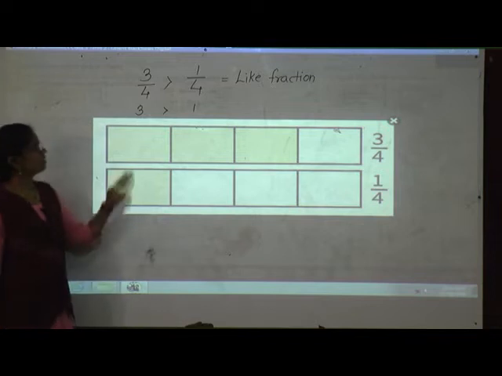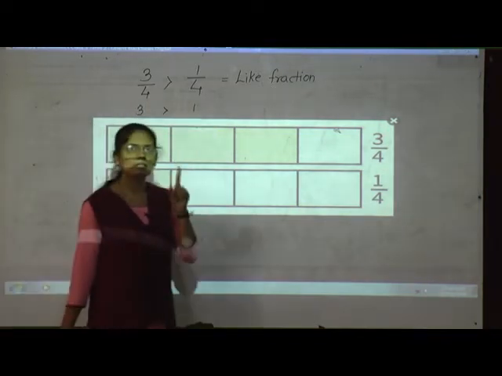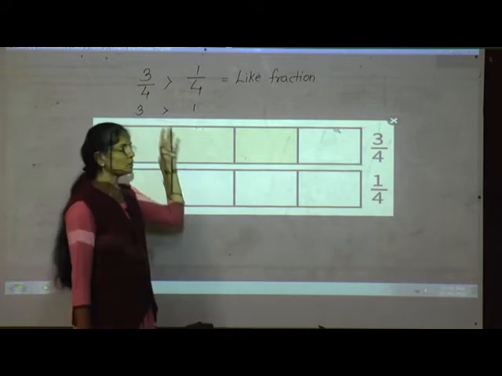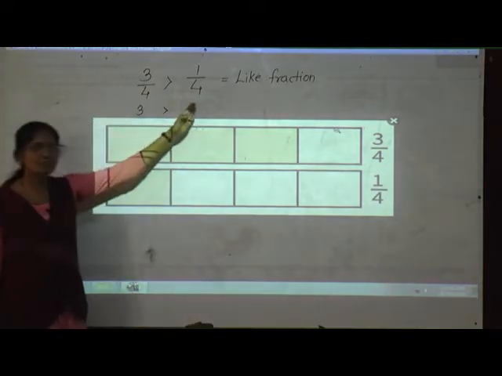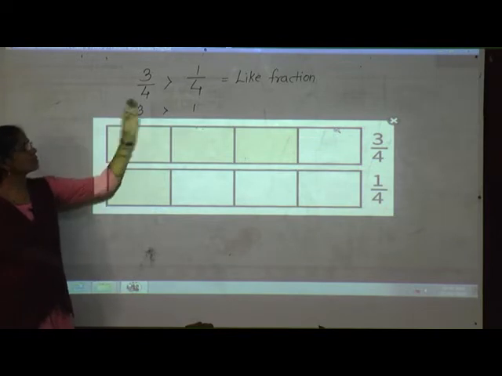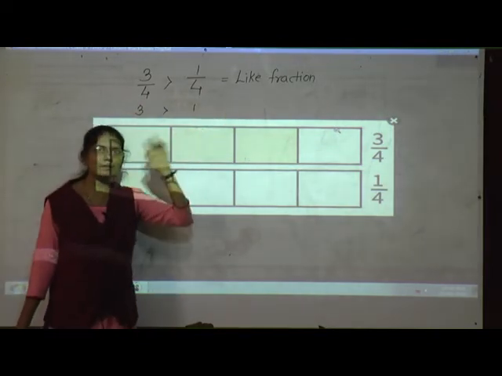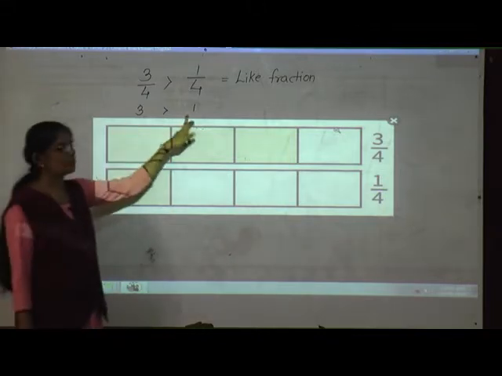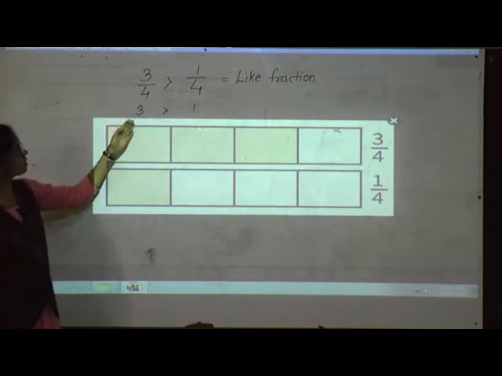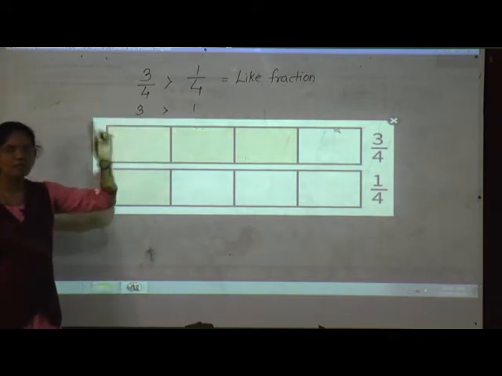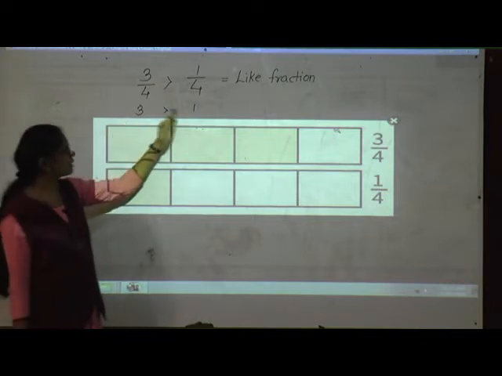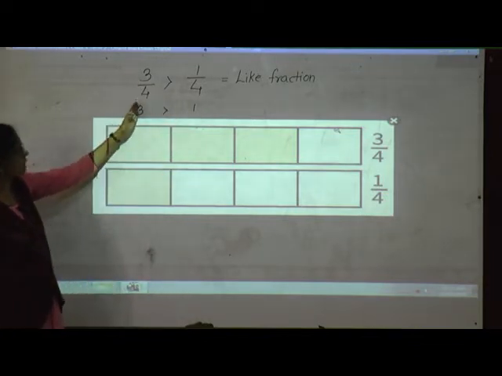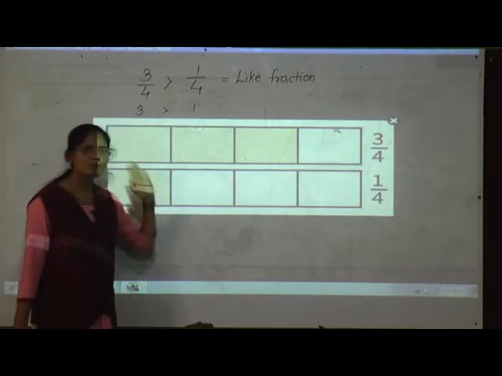Like fraction means the fraction in which the denominator is same. In these two examples, you can see the denominator is same, that is 4 only. So these two fractions are like fractions. Now we have to do the comparison of these two fractions. Here the denominator is same, so for that we have to compare the numerator. In this fraction 3 is the numerator and in this fraction 1 is the numerator. So 3 is greater than 1. So this fraction, 3 by 4, is greater than 1 by 4.